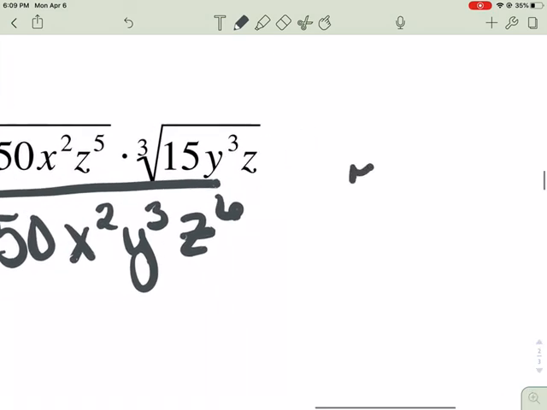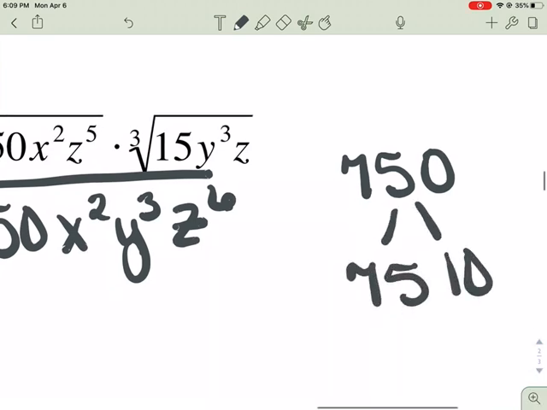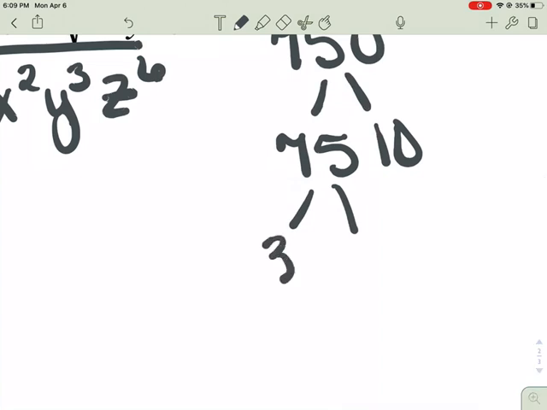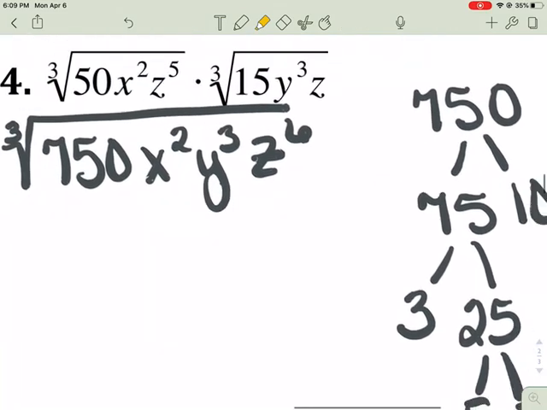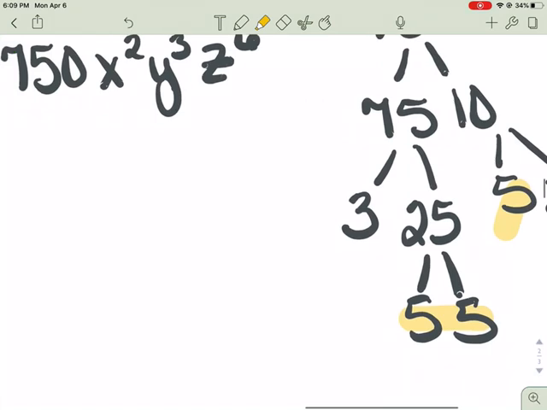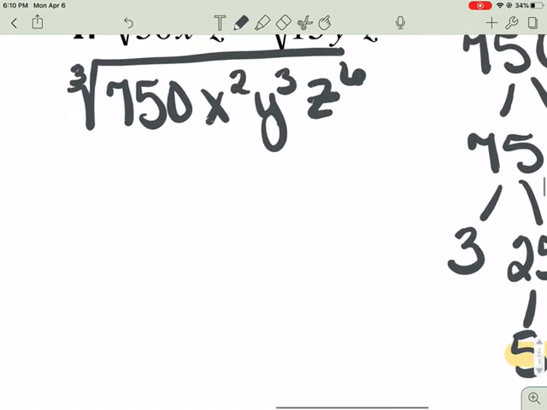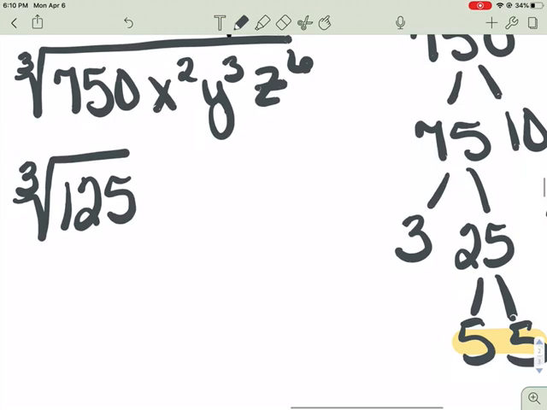Okay, so let's break down 750. Okay, I'm going to do 75 and 10. You can pick any pair of numbers you would like. So I got 3 and 25, 5 and 5. 10 is 5 and 2. And remember, because we're looking for a cube root, we're looking for a group of 3. So here it is. So those are going to get multiplied together, and we get 125. So the cube root of 125. And this cube root of 6. We're going to take the two guys that are not in a group and multiply them together.